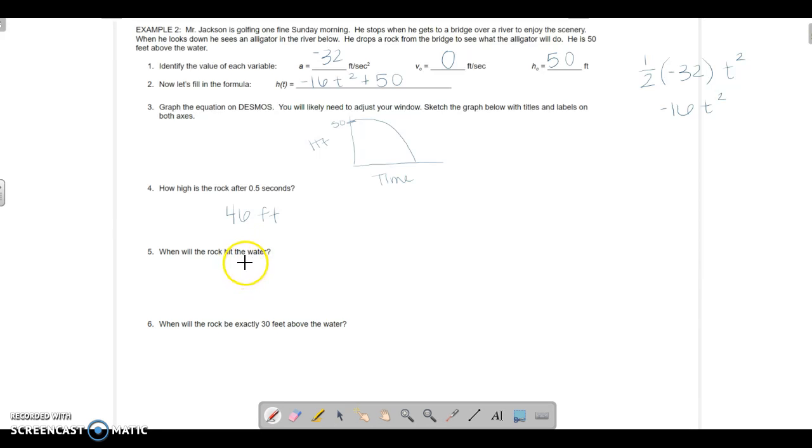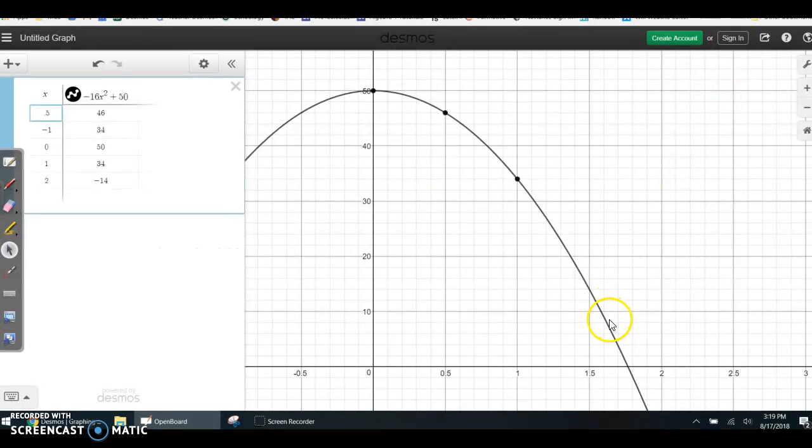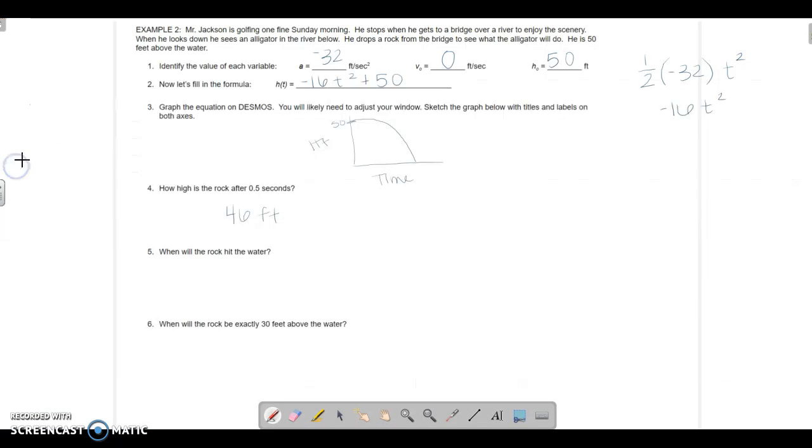When will the rock hit the water? So that's basically like asking when it hits the ground. We're looking for that x-intercept there. So again, come out here and just click anywhere close. It's going to give you that point. So it's 1.768 seconds. So 1.768 seconds, let's just round that to 1.8 seconds. Okay, so that means right here, this is about 1.8.